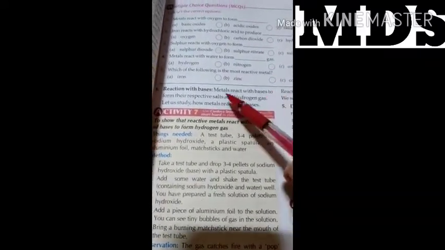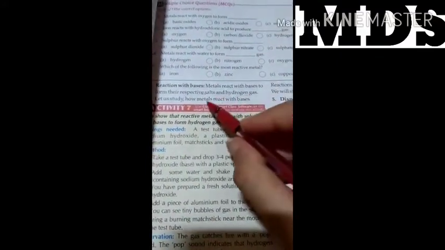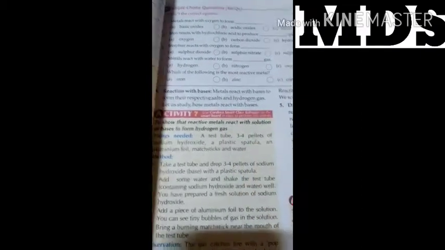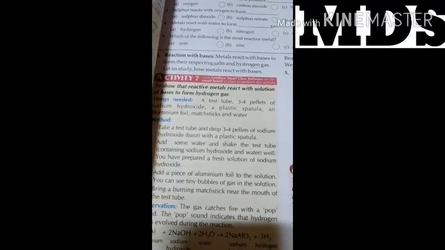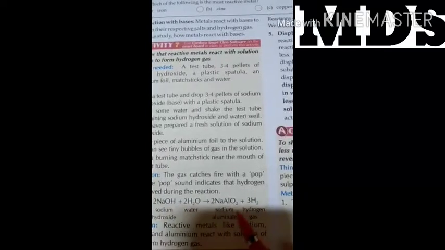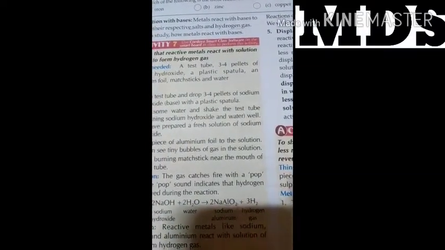When metal reacts with base, then it will form salt and release hydrogen gas. Let us study how the metal reacts with base. An example given is aluminium. There is sodium hydroxide, that is the base. When there is an OH component, that will be base, and H component, that will be acid. Aluminium reacts with the base and water, then it will form sodium aluminate, that is the salt, and release hydrogen gas.